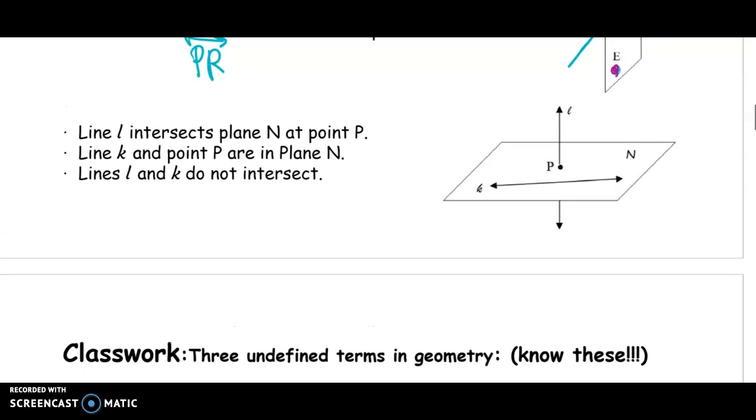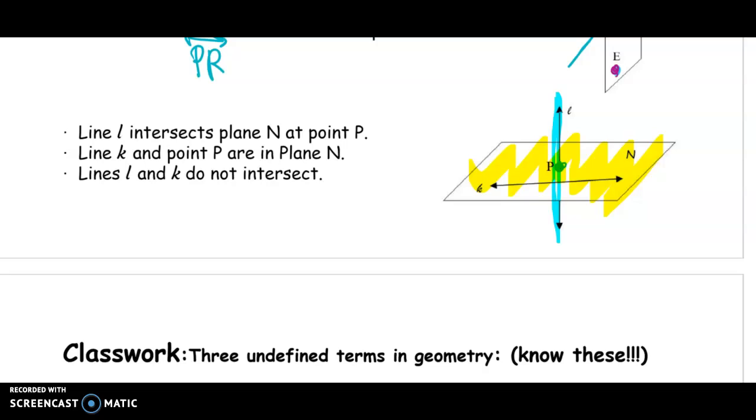Looking down at this bottom picture, line L intersects plane N at the point P. So line L, this line here, intersects the plane N, this plane here, at the point P. Line K and point P are in plane N. So since line K and point P are in plane N, that means they are coplanar.